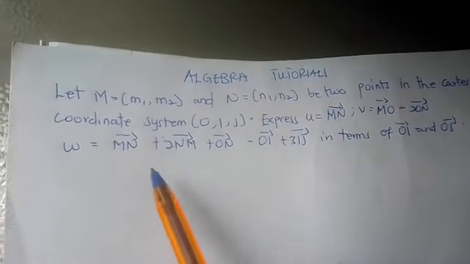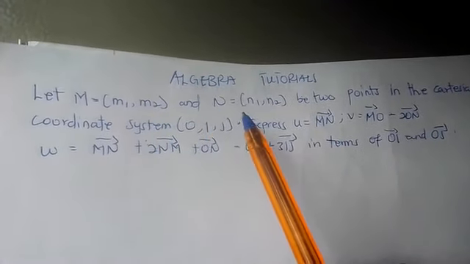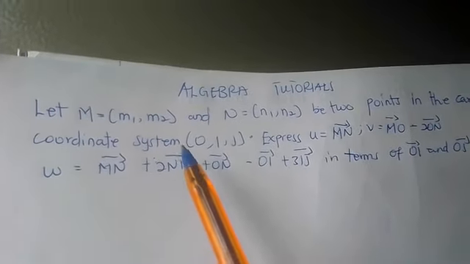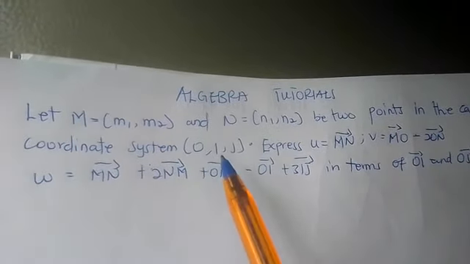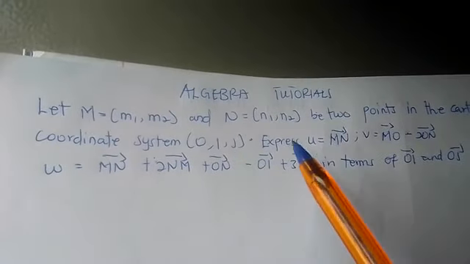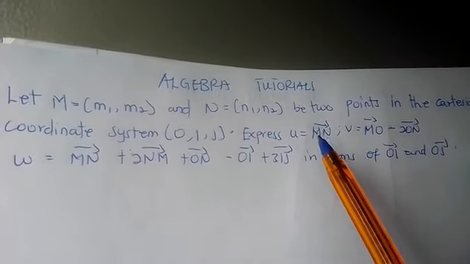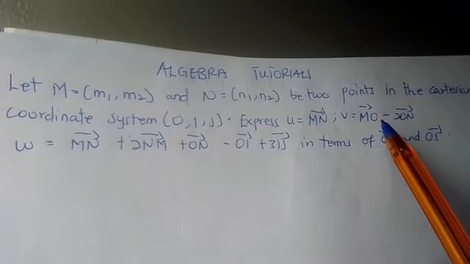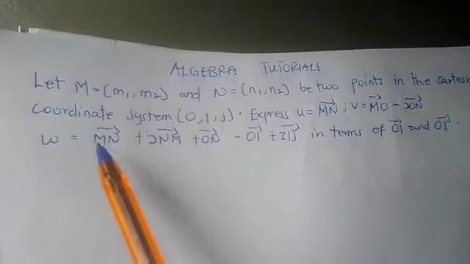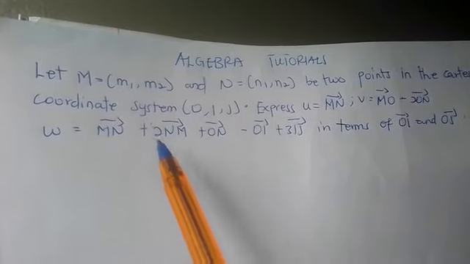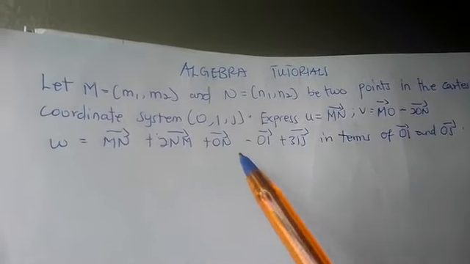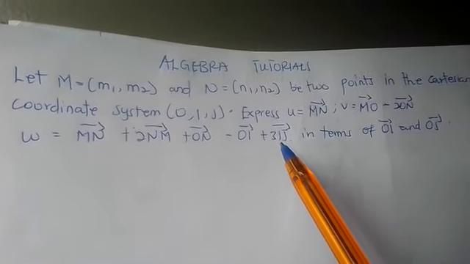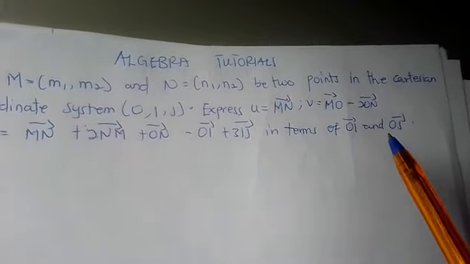So it's saying that let M be equal to (m1, m2) and N to be (n1, n2) be 2 points in the Cartesian coordinate system with i and j. It said express u to be equal to vector MN, then v equal to vector MO minus 2ON, then w equal to vector MN plus 2NM plus ON minus vector OI plus 3IJ in terms of OI and OJ.